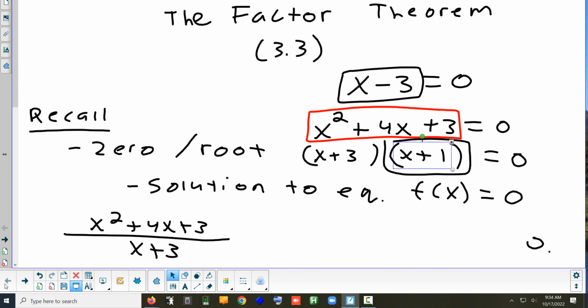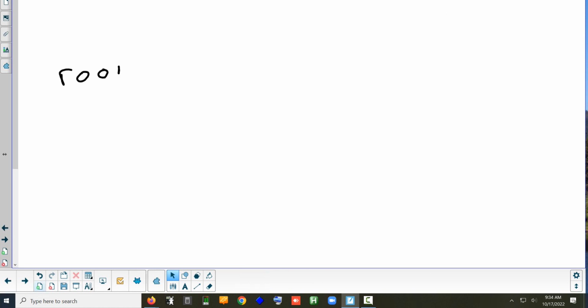What's in that red box? What were the two roots for that equation that's in the red box? -3 and -1. So now, let's go here. The roots were -3 and -1.